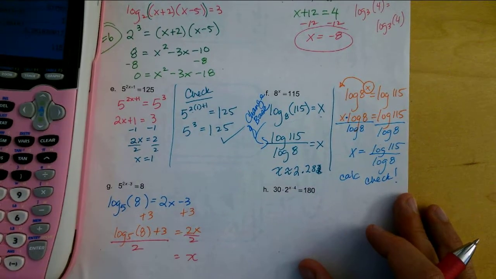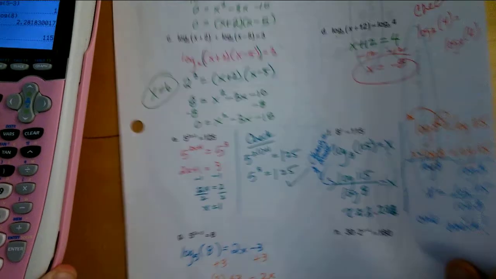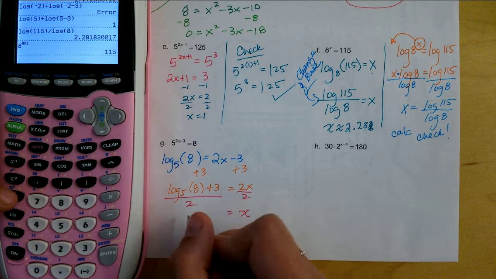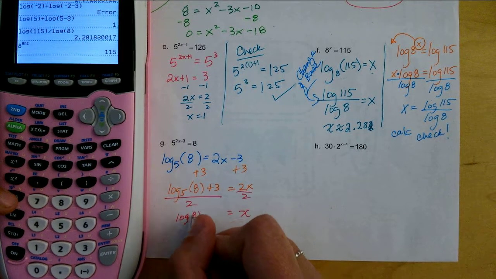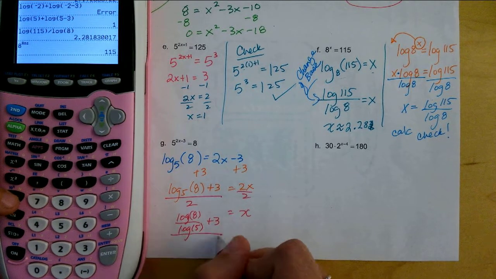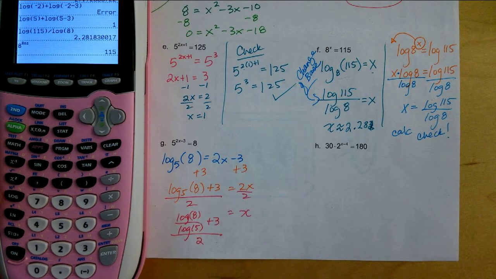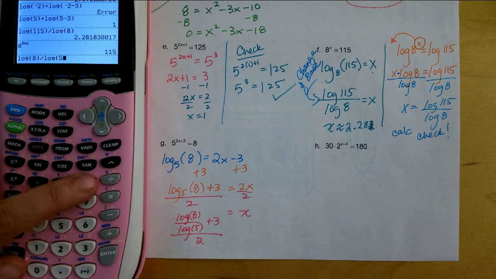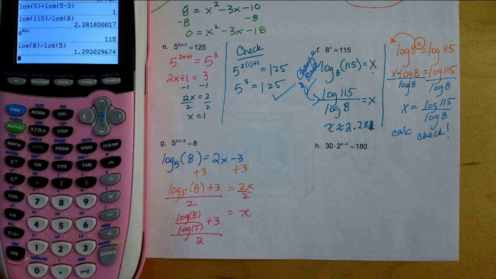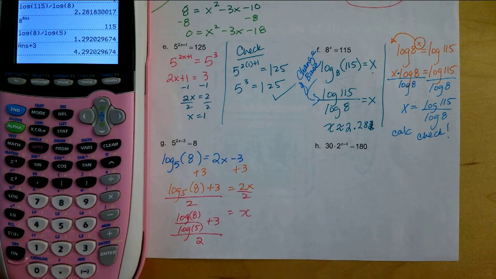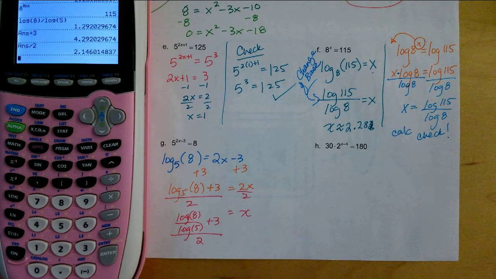So on my calculator, even though I have the log base on my calculator, I don't really feel like going to that menu. So I would enter in my calculator log of 8 divided by log of 5 plus 3, and then take that whole thing and divide by 2. You can do it in multiple steps: log of 8 divided by log of 5, push enter, add 3, and divide by 2. You see how I just do that one step at a time?